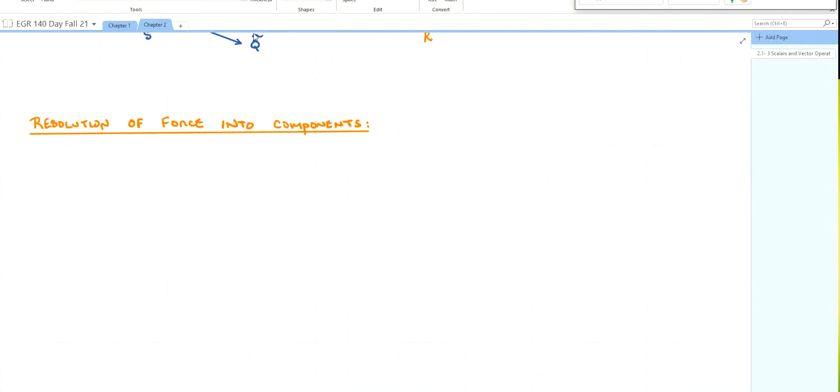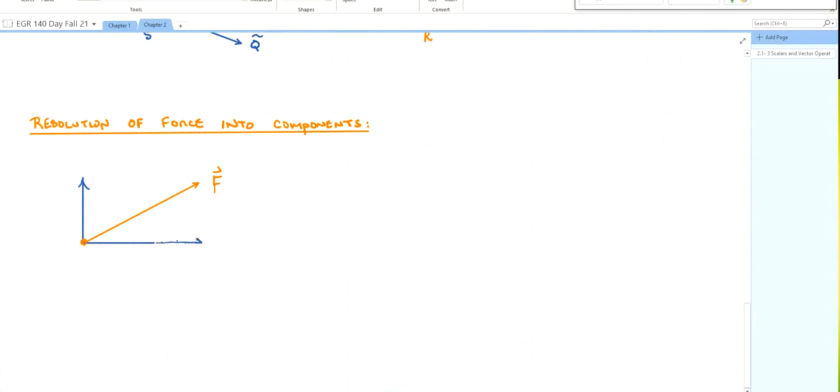Sometimes we desire to do the opposite of finding the resultant. We have the resultant, or some force, and we want to resolve it into components. Well, we have to decide how. A lot of times we will resolve this into mutually perpendicular components, something like that. So we'll figure out what the components are to this force, in the x and the y direction.